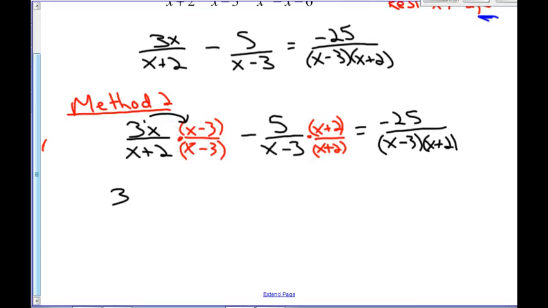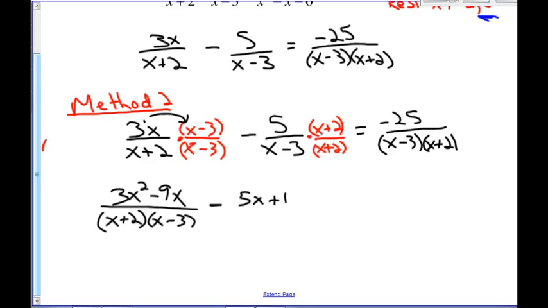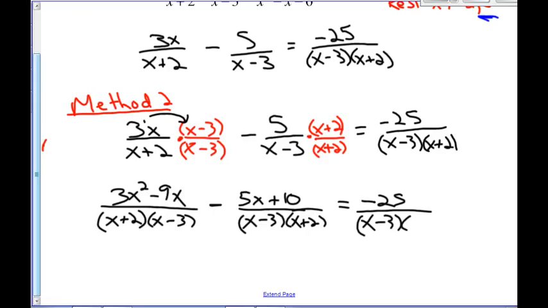Okay, let's multiply out the tops. We'll have 3x squared minus 9x, and that's all over x plus 2 by x minus 3. The other one's going to be minus 5x plus 10, all over x minus 3, x plus 2. And then over here we'll have negative 25 over x minus 3, x plus 2. And the idea here is, now that we have a common denominator, we're really multiplying both sides by x plus 2, x minus 3. But the result is that they're all gone.